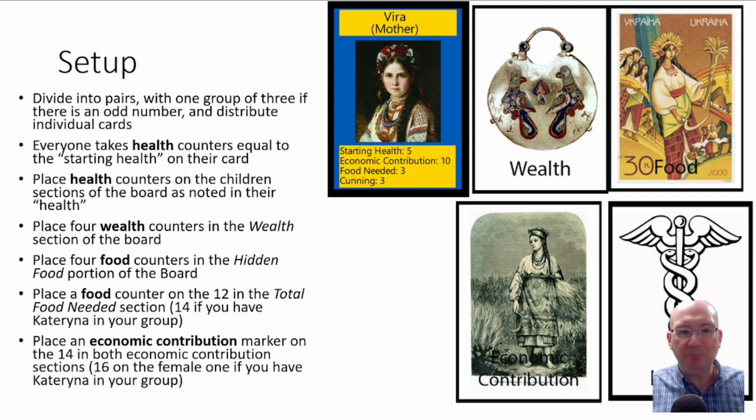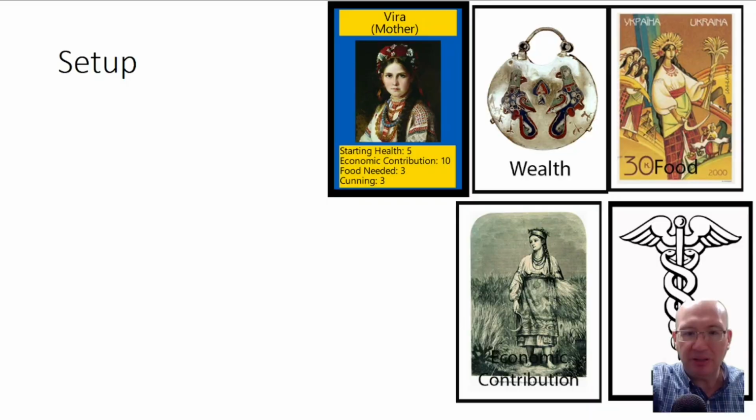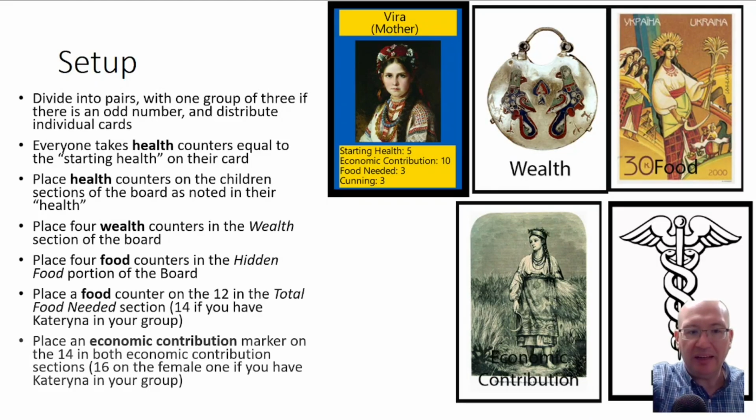And then I have place an economic contribution marker on the 14 in both economic contribution sections. And I can go back and say, because that one may be confusing, I'm like, okay, here's where you'd put it. Here's where you'd put that. And then I note 16 on the female one if you have Katerina in your group.